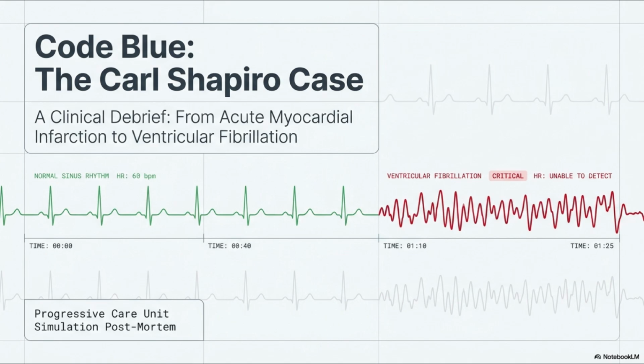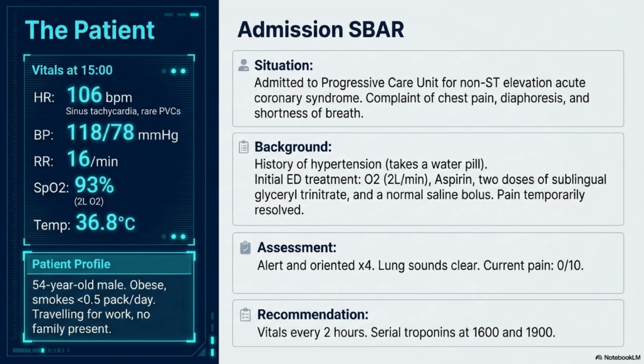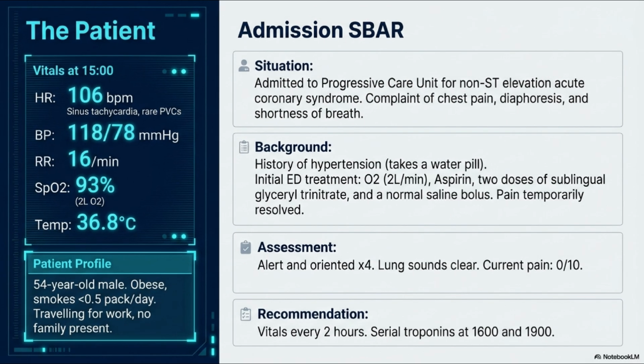So true. So we join the timeline at 15.0 hours in the Progressive Care Unit, the PCU. Carl is a 54-year-old male admitted from the emergency department with non-ST elevation acute coronary syndrome, or NSTE-ACS. Okay, got it. And when you read his initial SBR, everything gives you permission to just look away. He's alert and oriented ×4. His pain level is a flat 0 out of 10. Zero pain is always reassuring.